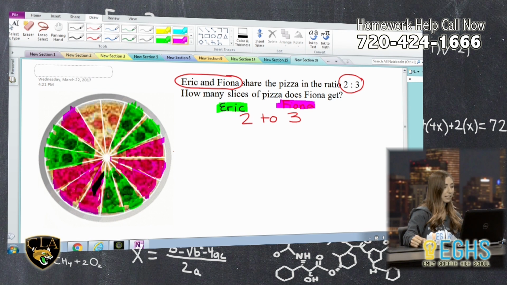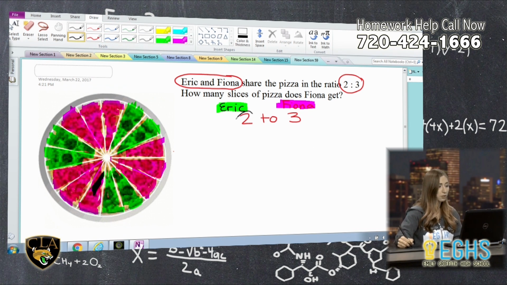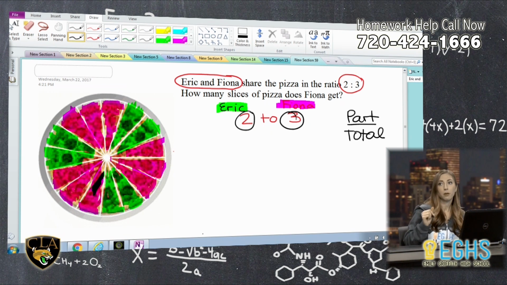So there's 2 again for Eric, and now 3 again for Fiona. You can see visually what's going on here with these ratios. Ratios are kind of cool because they're a lot like fractions, but with ratios we can look at parts to parts, whereas a fraction is always a part and a total. Ratios can also do a part to a total, but they can also do a part to a part, which is nice. Fractions just do parts to totals.